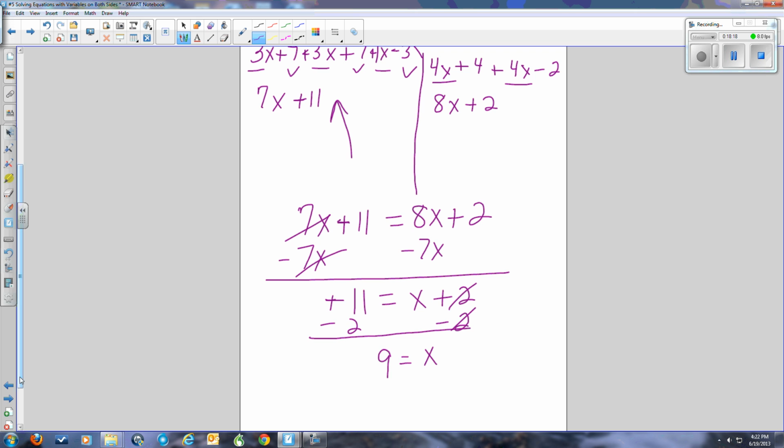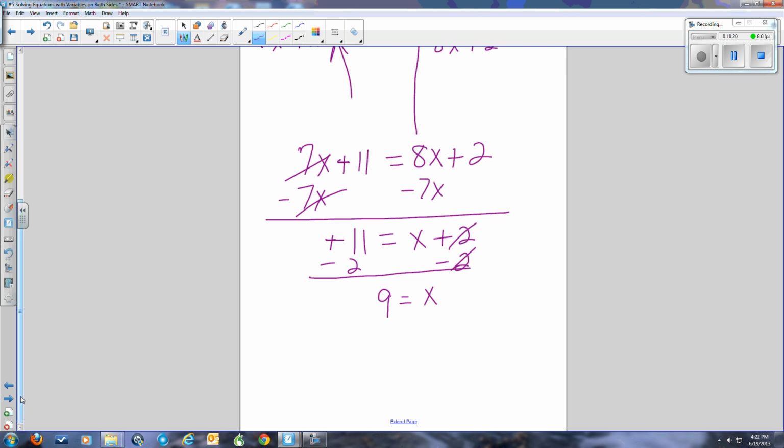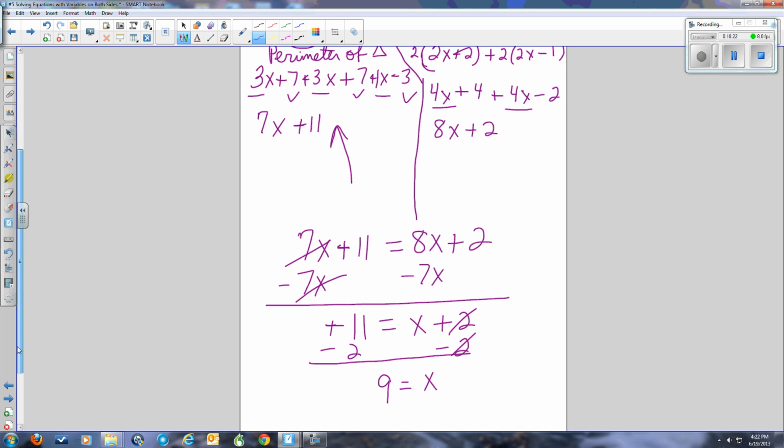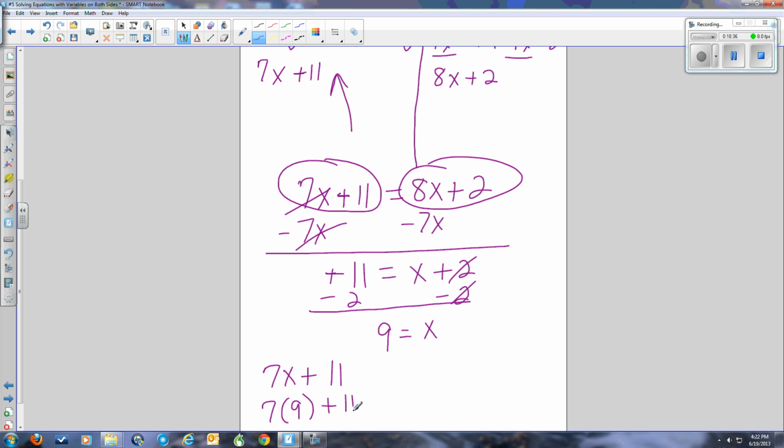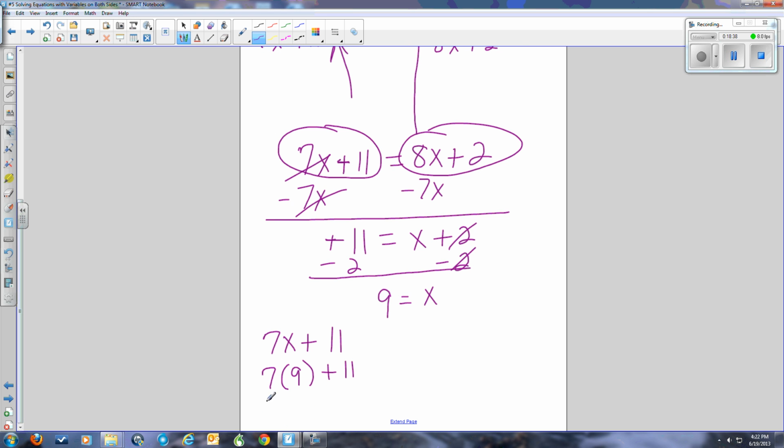So if x is 9, let's go back and plug our number into either of these expressions. We should get the same answer for either one. So if we have 7x plus 11, we're going to have 7 times 9 plus 11. 7 times 9 is 63. And 63 plus 11 gives you 74.